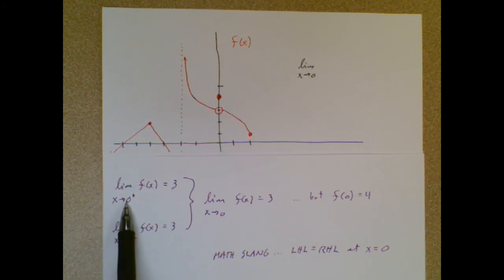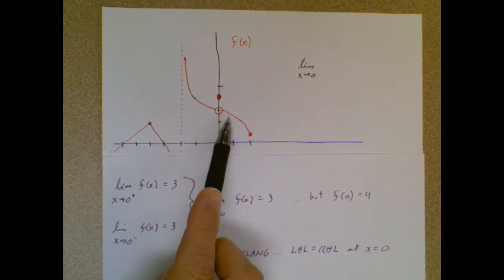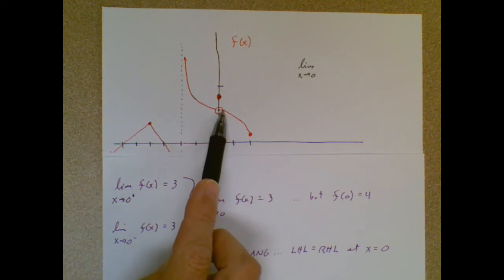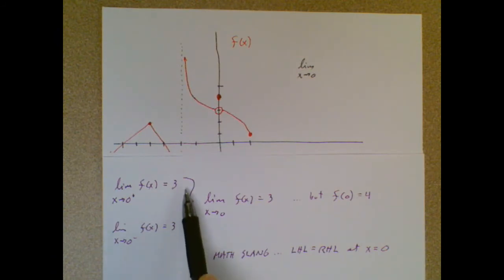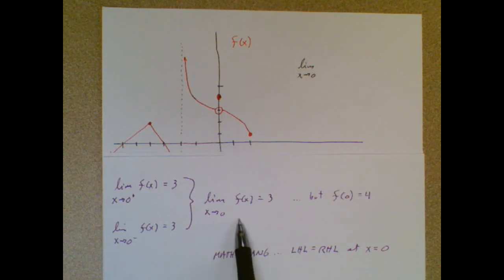Limit as x approaches 0 from the right is 3, meaning my y values were getting closer to 3 as my x was getting closer to 0. Here's my left-hand limit. Because my left-hand limit was equal to my right-hand limit, I know that the limit at x equals 0, or as x approaches 0, is 3. The limit value is 3.